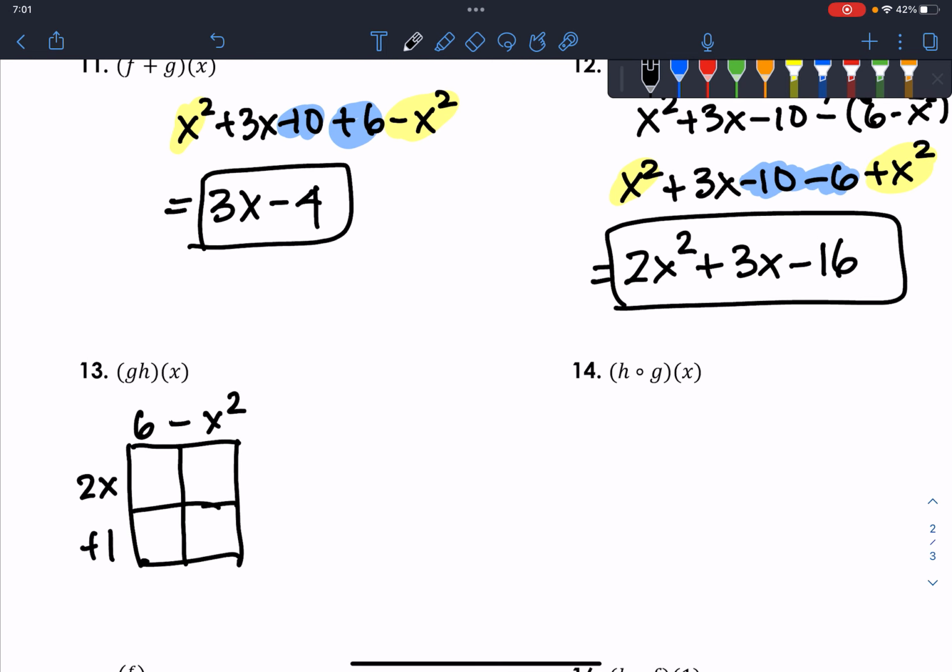And then I multiply these two things by 2x. So that's 12x and negative 2x to the third. I then multiply these two things by 1, and that's 6 minus x squared. So my answer is negative 2x to the third, minus x to the second, plus 12x, and plus 6.